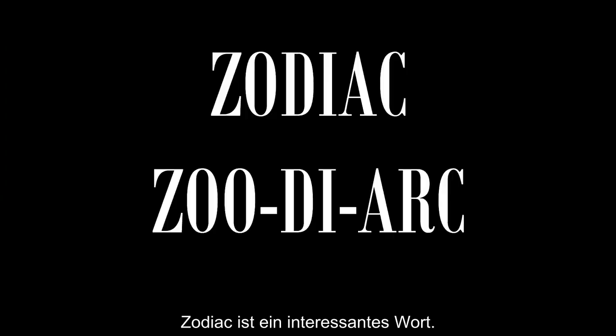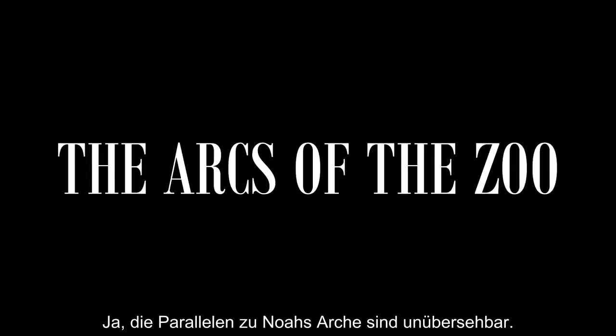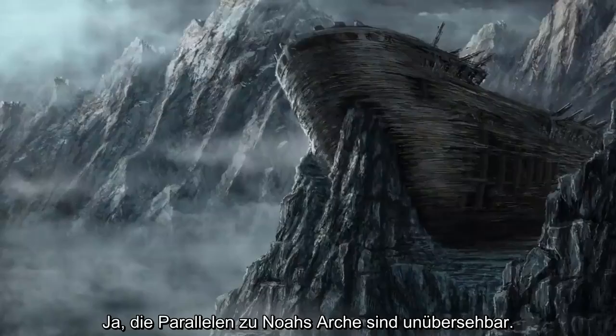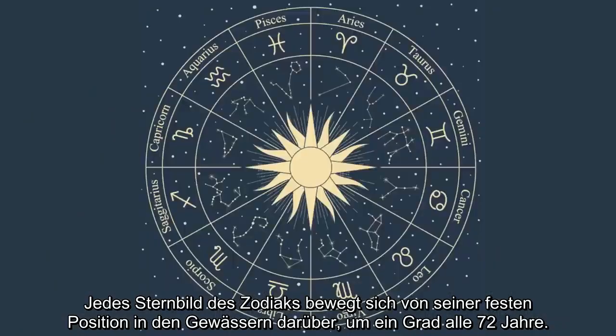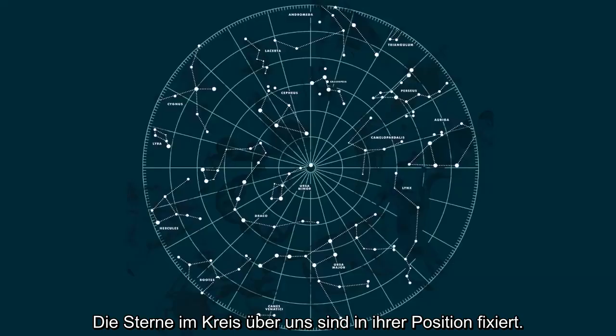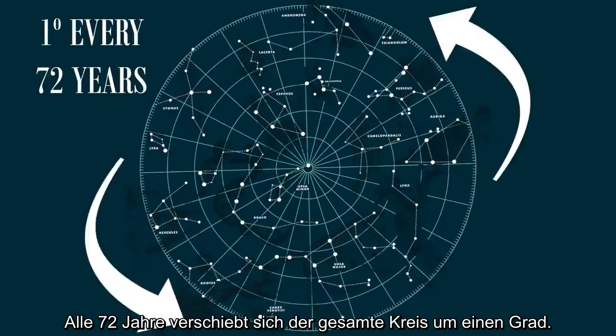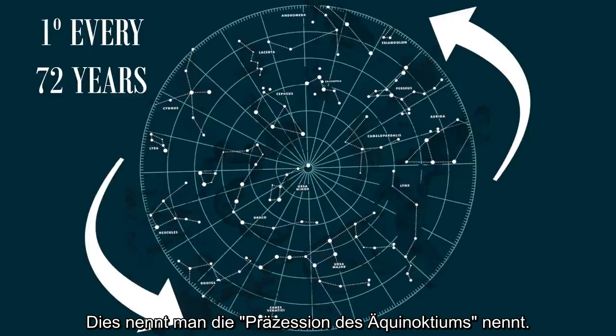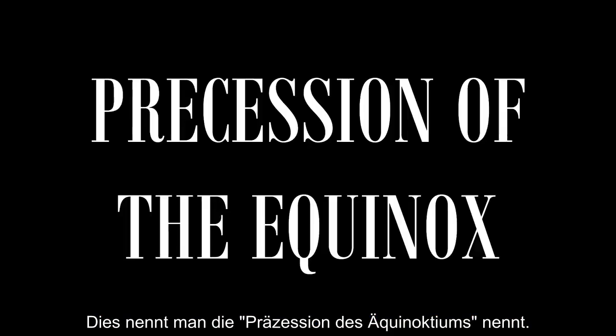Zodiac is an interesting word. Zodiac, the arcs of the zoo. Yes, the parallels with Noah's Ark are strikingly obvious. Each constellation of the zodiac moves from its fixed position in the waters above at 1 degree every 72 years. The stars in the circle above us are fixed in their positions, but every 72 years the entire circle shifts 1 degree. This is what is called the precession of the equinox.